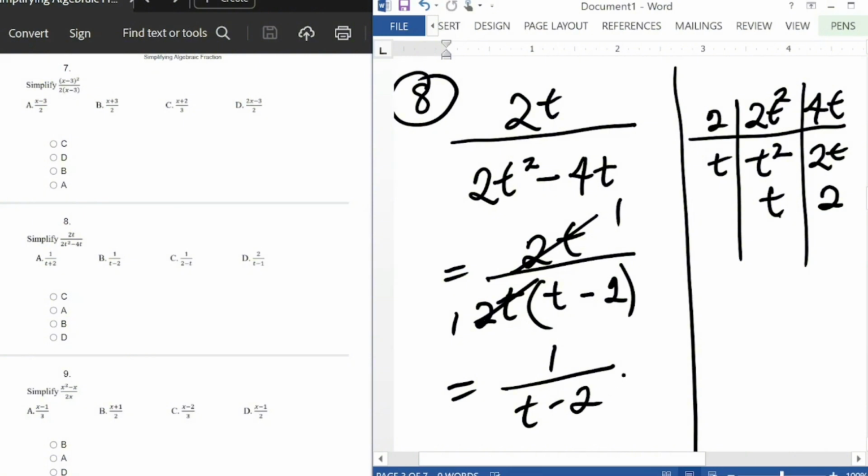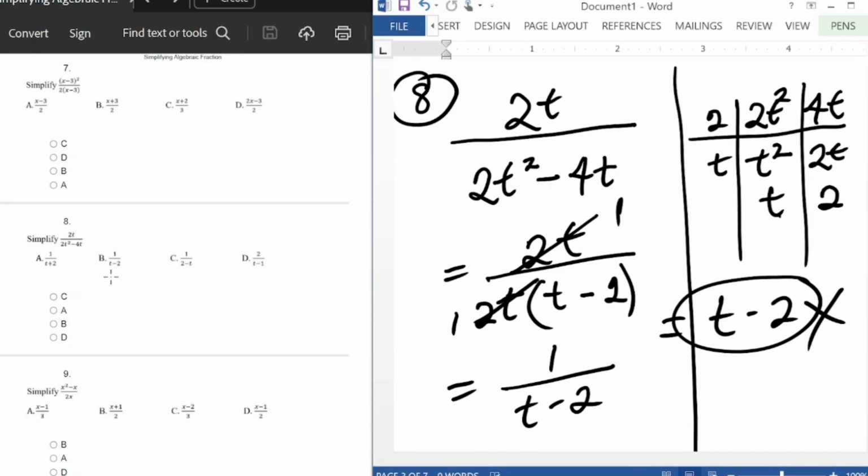If care is not taken, you have to be very careful here. Some of you might say, okay, this one is 1, this one is t, so you can pick your answer to be t minus 2, which would be very wrong, because we have 1 at the numerator, so it must be there. So the answer here is 1 over t minus 2. That is option B. Some of you might be saying there's no answer there, whereas there's an answer there. So that's clear. So let's go to number 9.